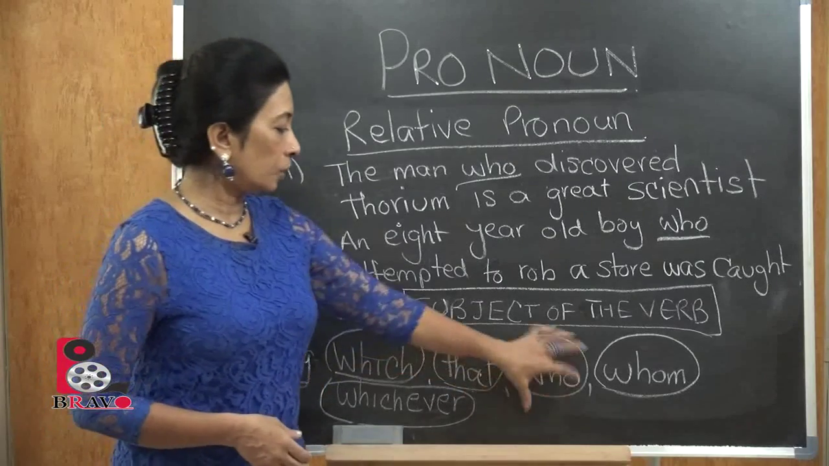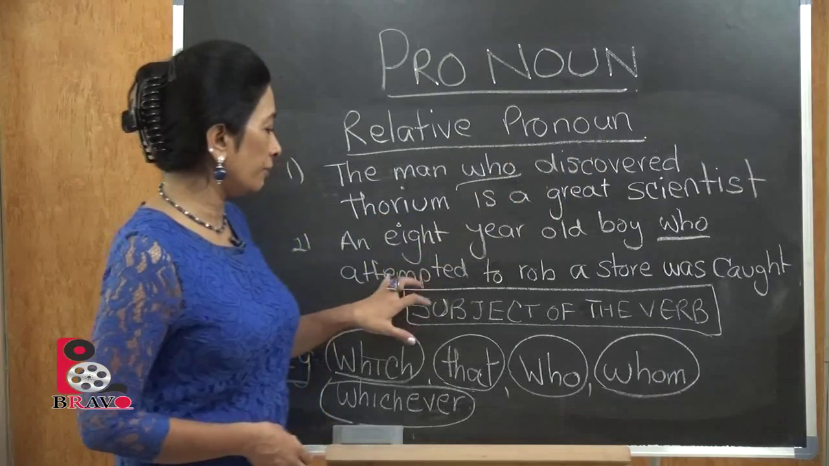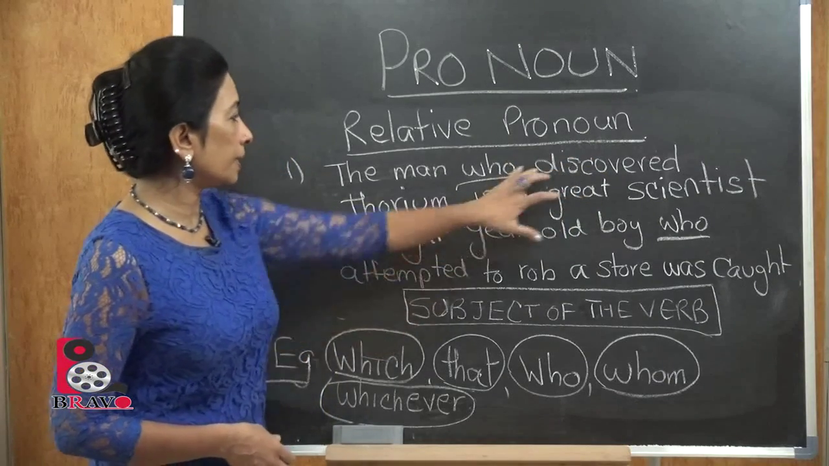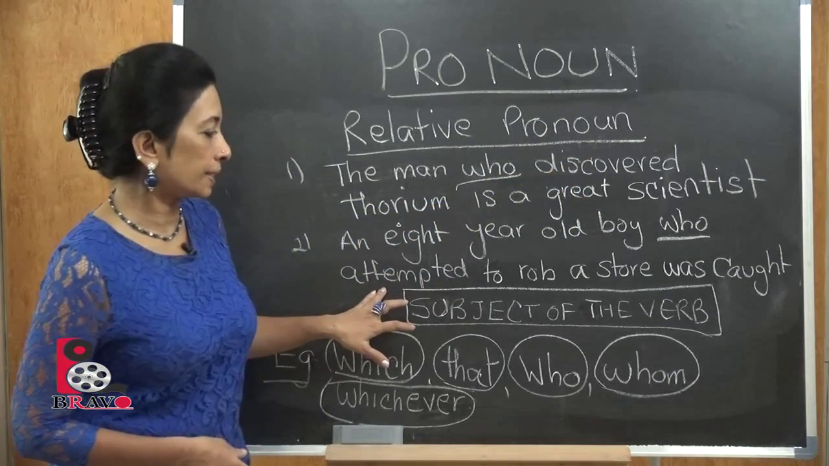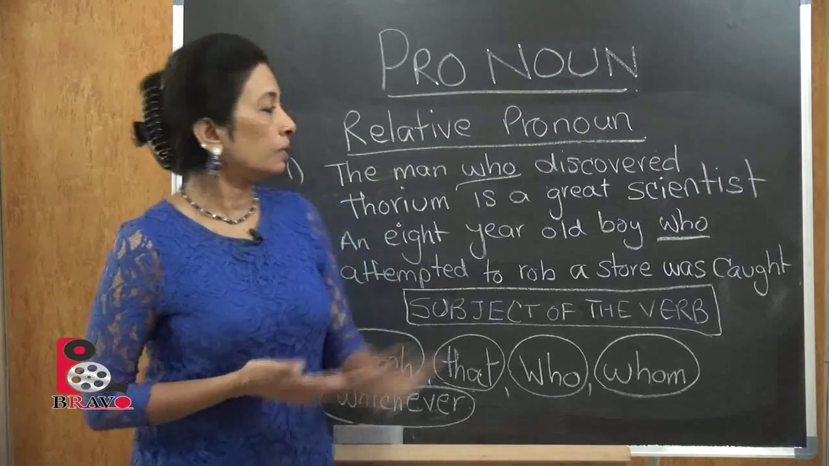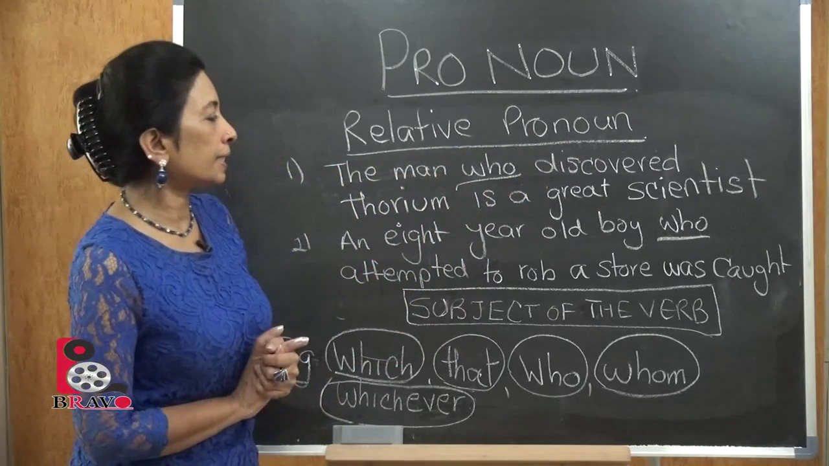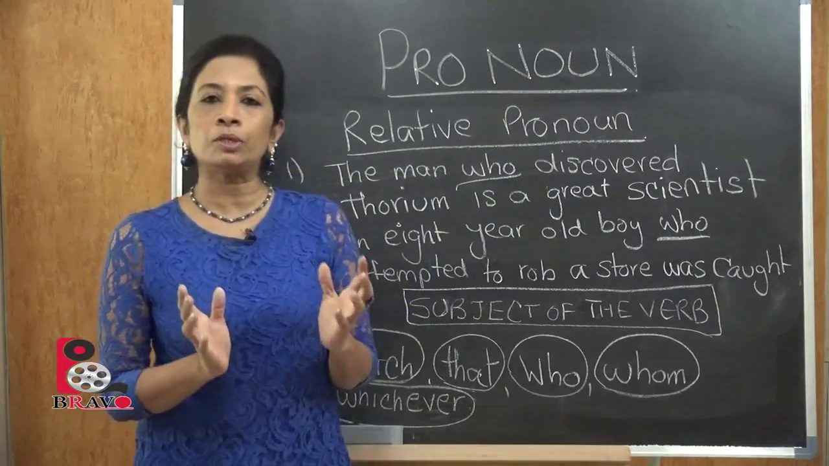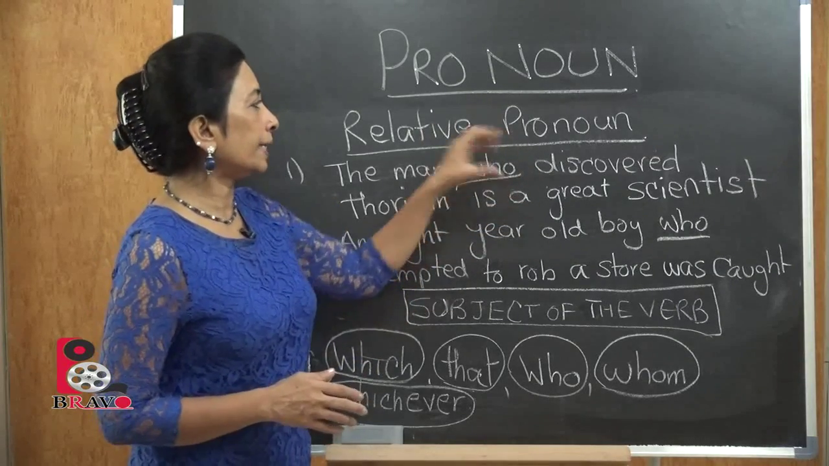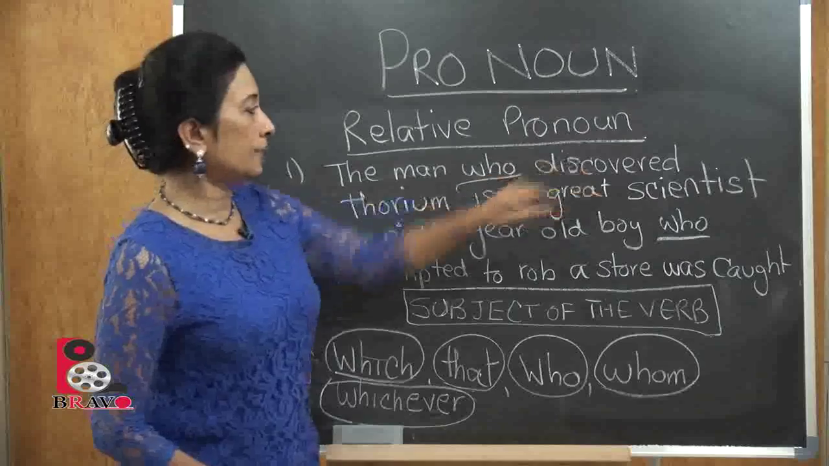So, the word who becomes the subject complement of the verb. Here the verbs are discovered and attempted in the sentence. This particular word who complements the verb. You can even say that the man discovered thorium is a great scientist. But the moment you add the word who, the relative pronoun who, it becomes a little bit of an addition to the sentence, and who discovered.